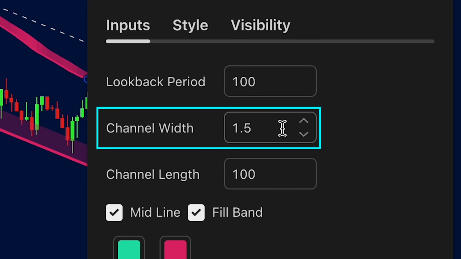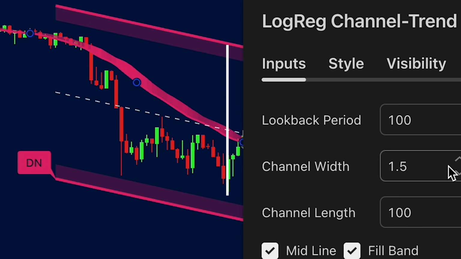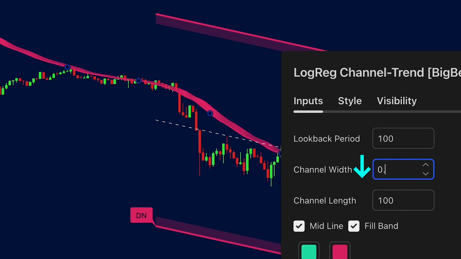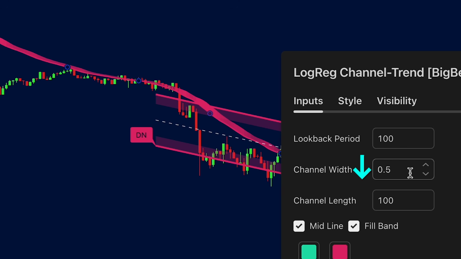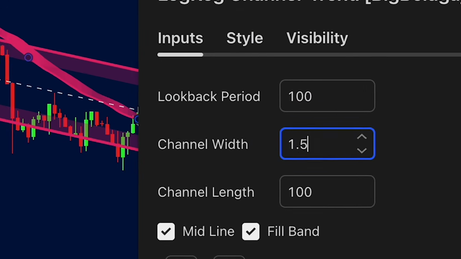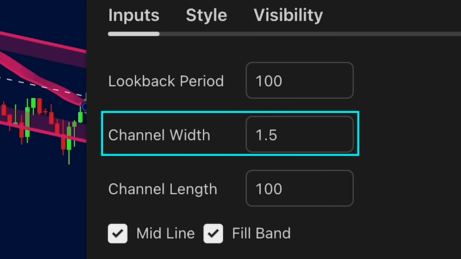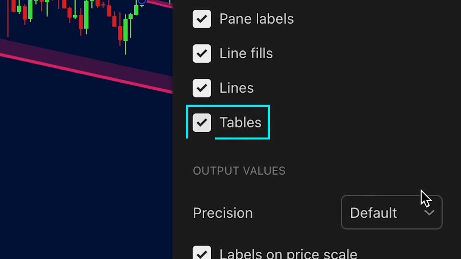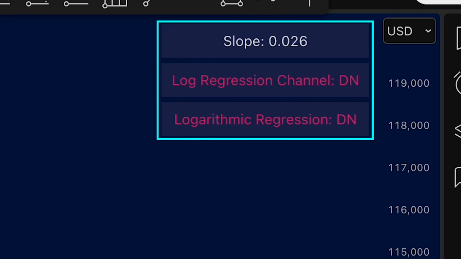Next, you've got the channel width multiplier, which controls how wide those upper and lower bands sit. Higher values create wider bands, fewer touches but stronger signals when price reaches them. Lower values create tighter bands, more touches but potentially more noise. I recommend keeping it at default and adjusting based on the volatility of your specific market. Under the Style tab, enable the dashboard so you can see the regression slope, channel direction, and trend status metrics.